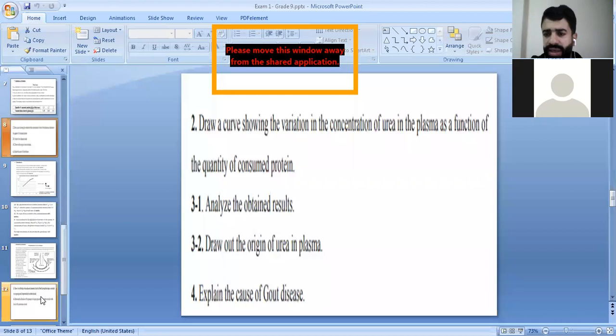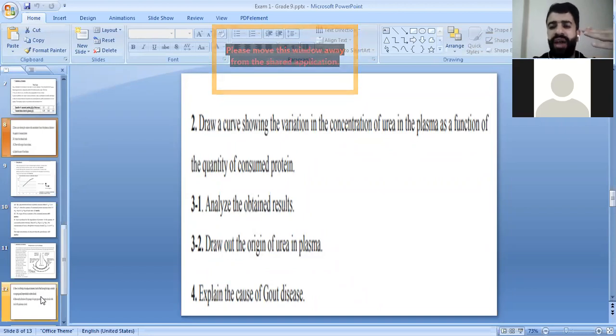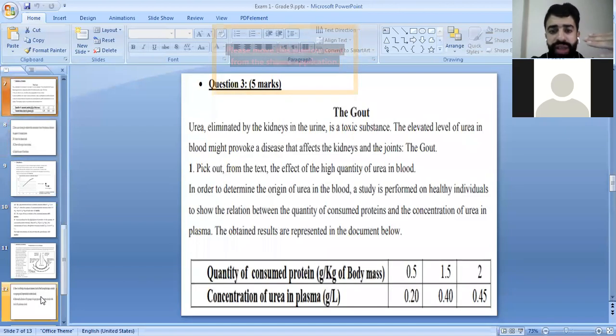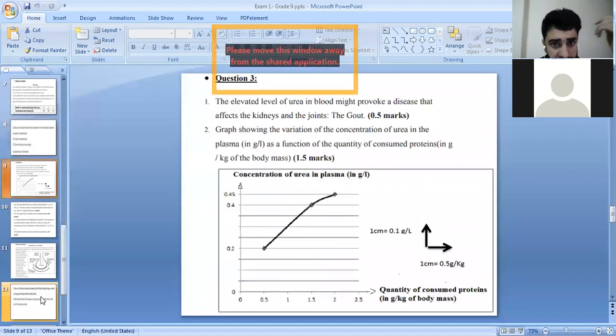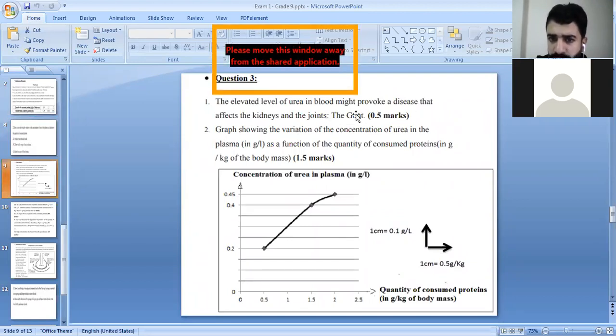Explain the gout disease. Gout disease occurs after the hydrolysis, or the digestion, of the consumed proteins. So there is an elevated level of urea in the blood. This elevated level of urea will provoke the disease called gout, which affects the kidneys and the joints. So the elevated level of urea provokes a disease that affects the kidneys and the joints, which is called gout.